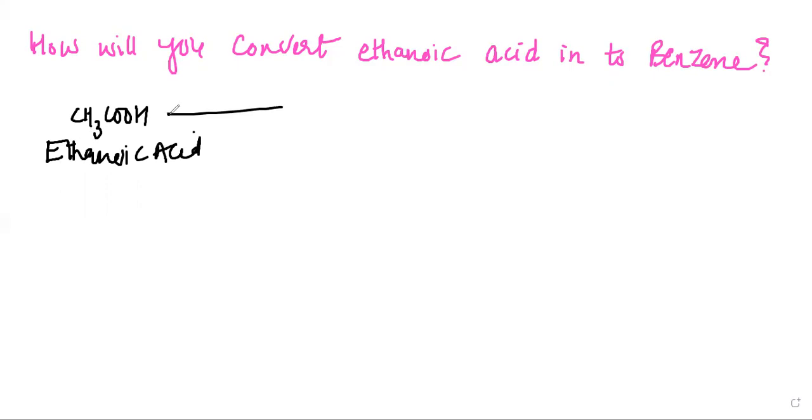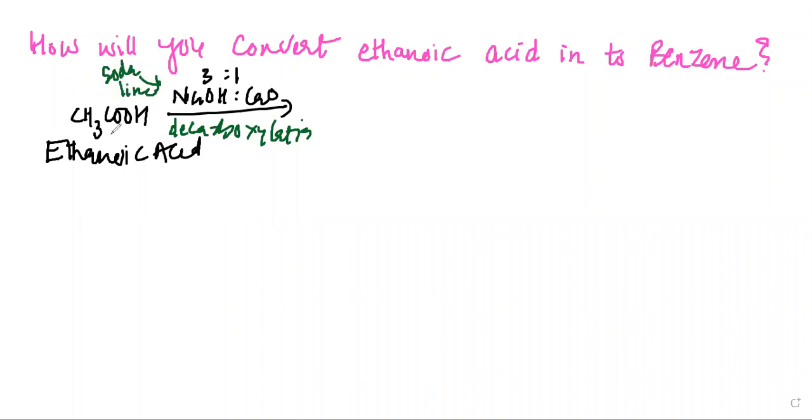This ethanoic acid, my dear students, when it undergoes the reaction with NaOH and CaO, we know that it's 3:1. Here the reaction that takes place is known as the decarboxylation reaction. This is what is known as soda lime. And my dear students, we will get methane produced.